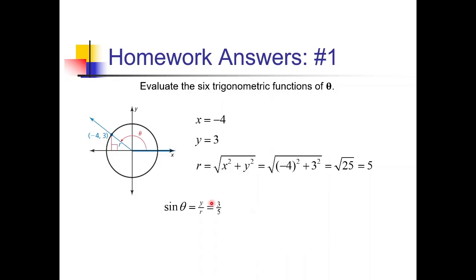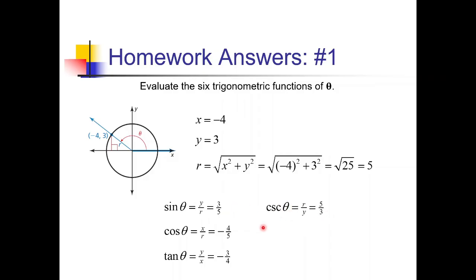For cosine, we've got x over r. So that's going to be -4 over 5. For tangent, we've got y over x. So that's going to be 3 over -4, or -3/4. And then for cosecant, we just have to flip sine to get r over y. So that's going to be just 5/3.